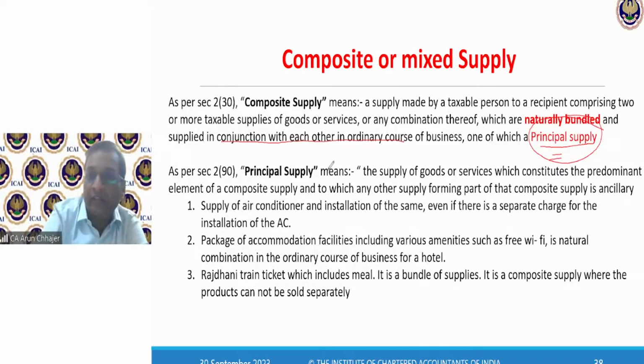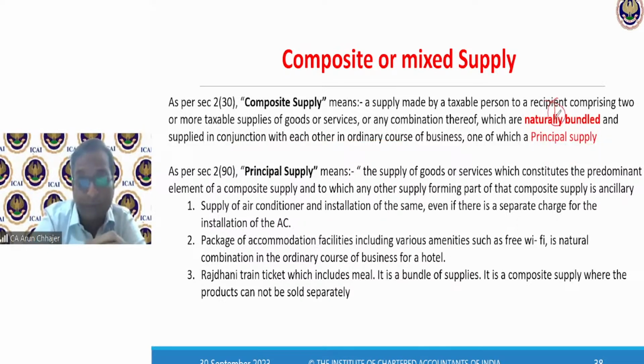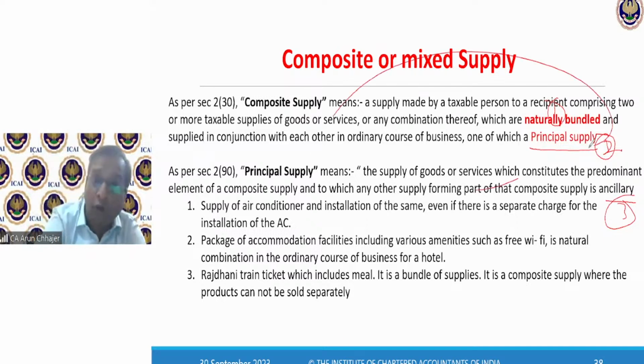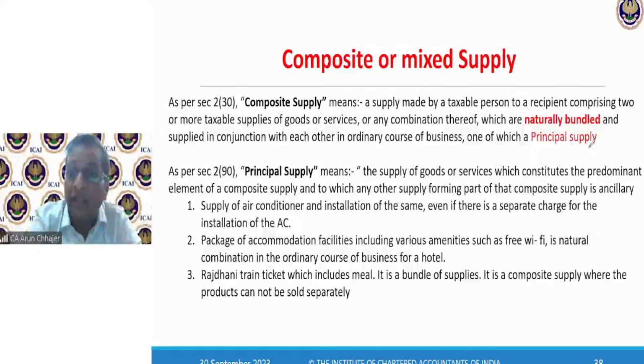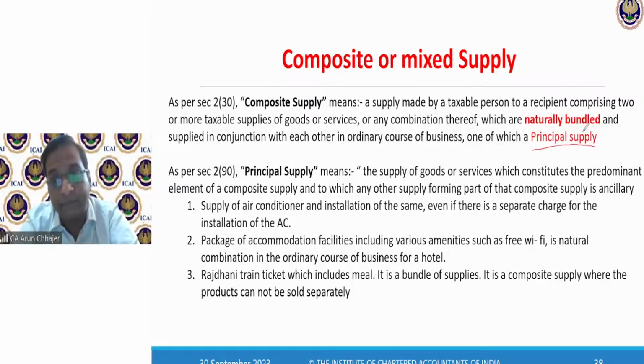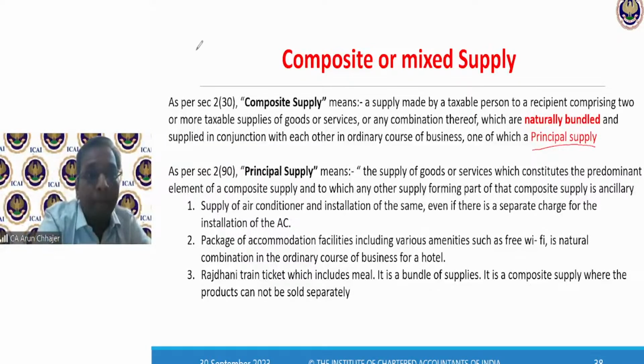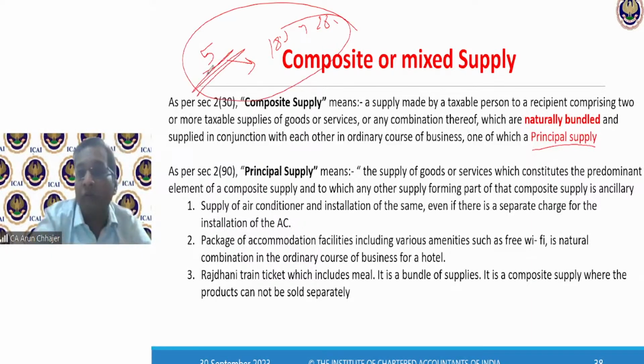So the first condition is that it should be naturally bundled. Then second, there has to be one principal supply and the rest should be ancillary. So the entire combo would be called composite. If it is called composite, then what happens? The tax rate on ancillary supply would be the same as the principal supply. So let's say the principal supply attracts GST at the rate of 5%, but the ancillary supplies are 18%, 28%. What would happen? The entire combo would be taxable at 5%.